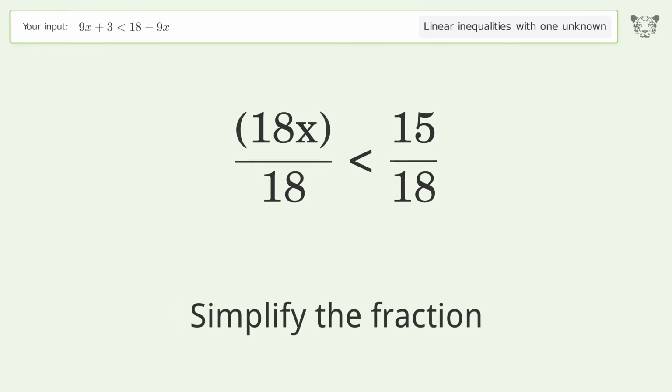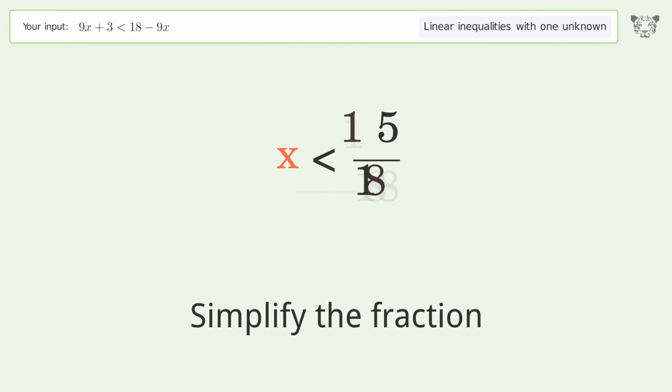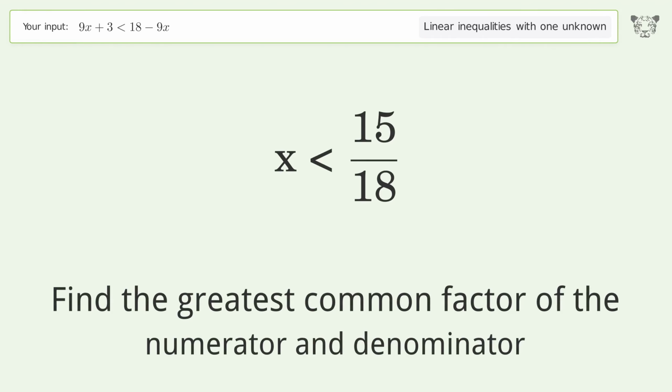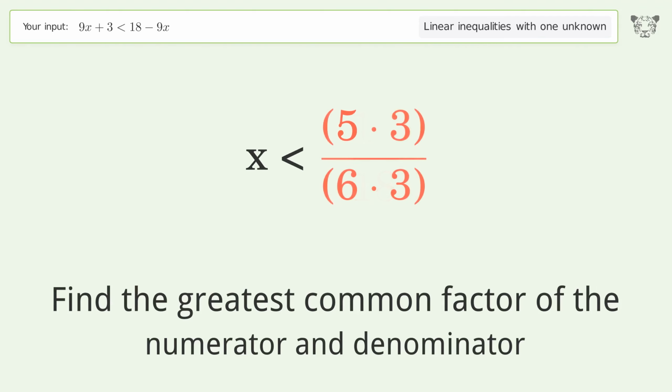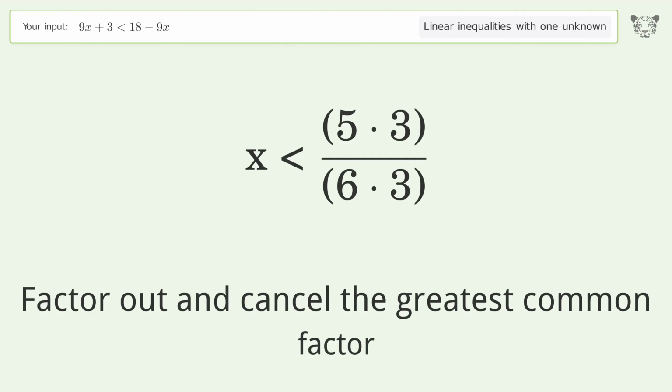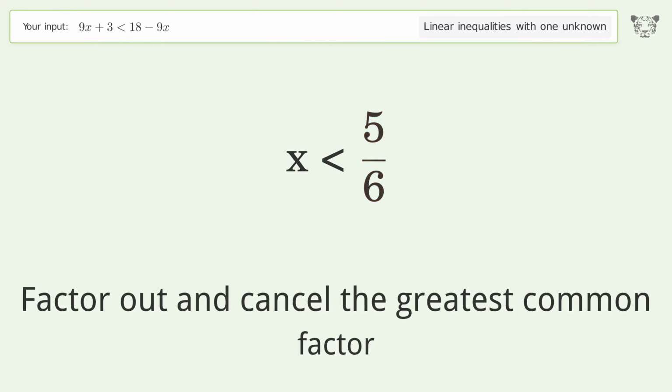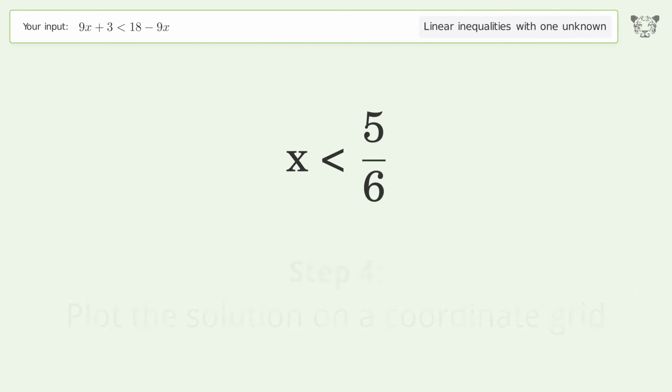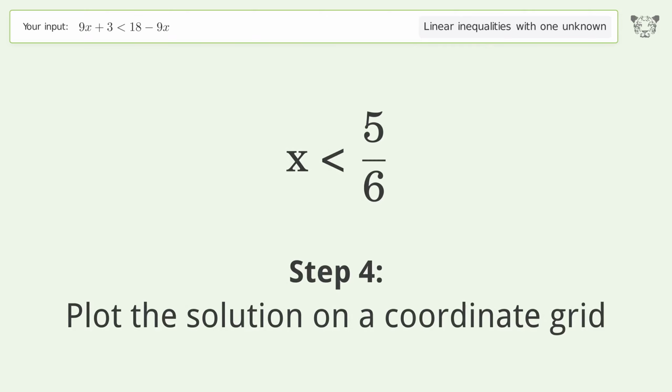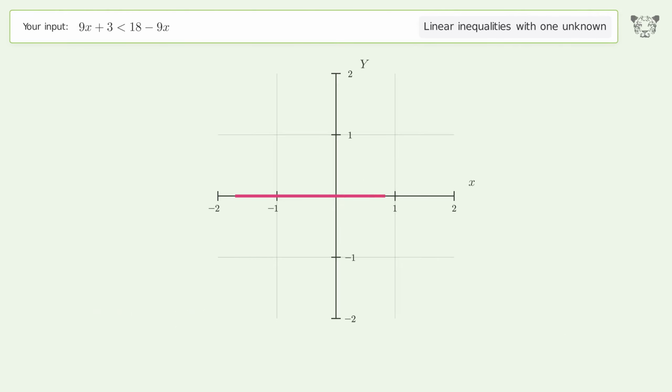Simplify the fraction. Find the greatest common factor of the numerator and denominator. Factor out and cancel the greatest common factor. Plot the solution on a coordinate grid. And so the final result is x smaller than 5/6.